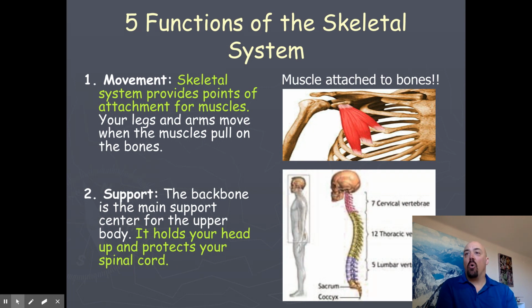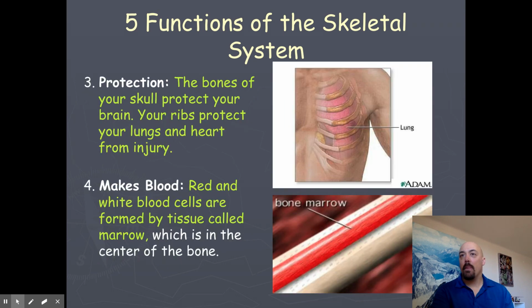It provides support. So it holds us vertical. Our spine supports our head, or our cranium. Protects our spinal cord. Lots of support for muscles, for everything else as well. Protection. Our ribs protect our lungs and our heart. Our skull protects our brain. There's multiple things going on that help with protection.